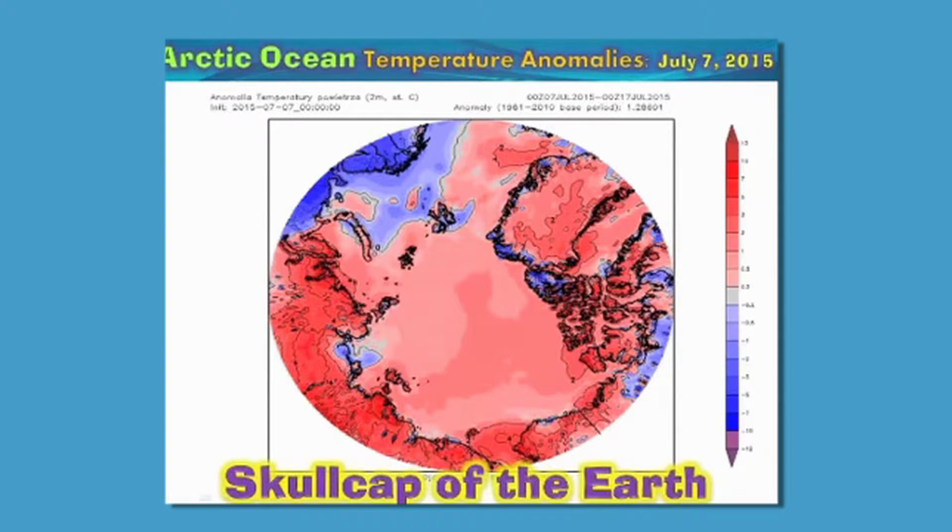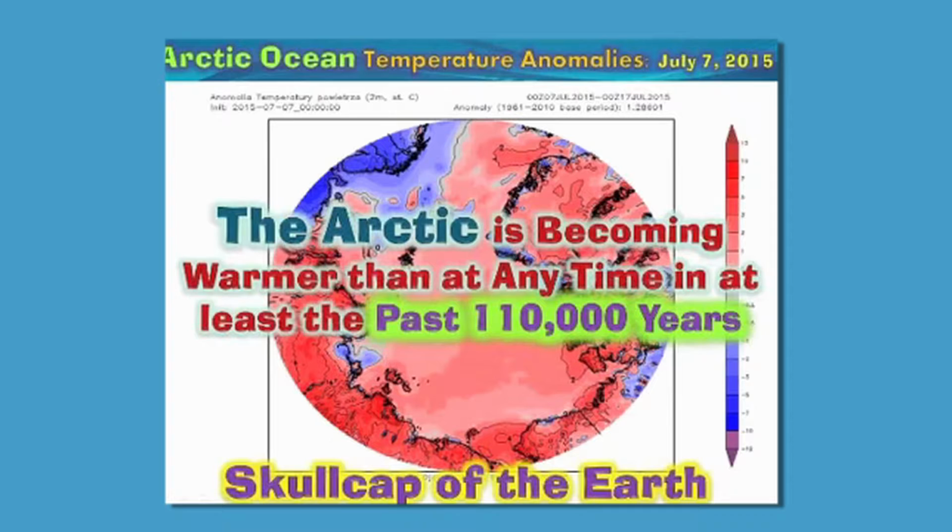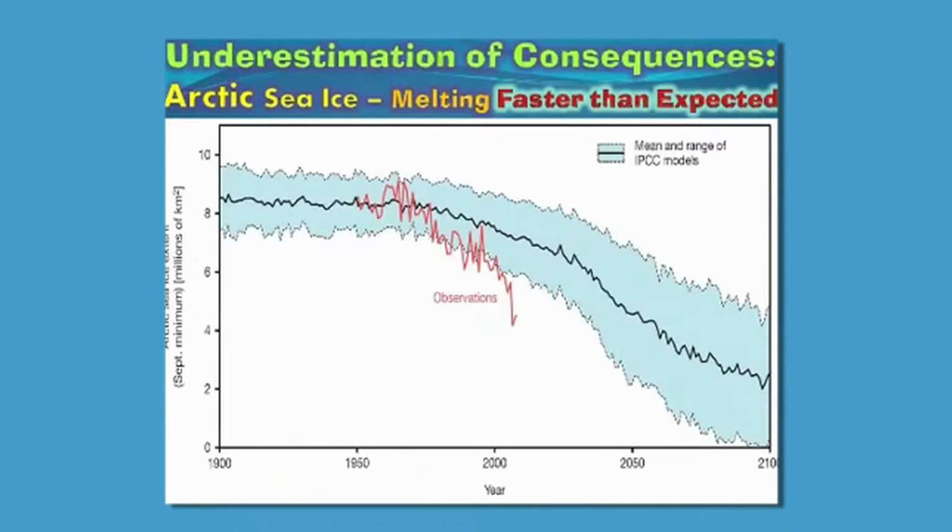It's much hotter than it should be, and you shouldn't see any redness in the Arctic, but we are seeing the Arctic becoming hot, and it's becoming warmer in the Arctic than at any time in the last 110,000 years. Think about that for a minute. It's kind of stunning. What we see time after time is that we have underestimated the consequences.